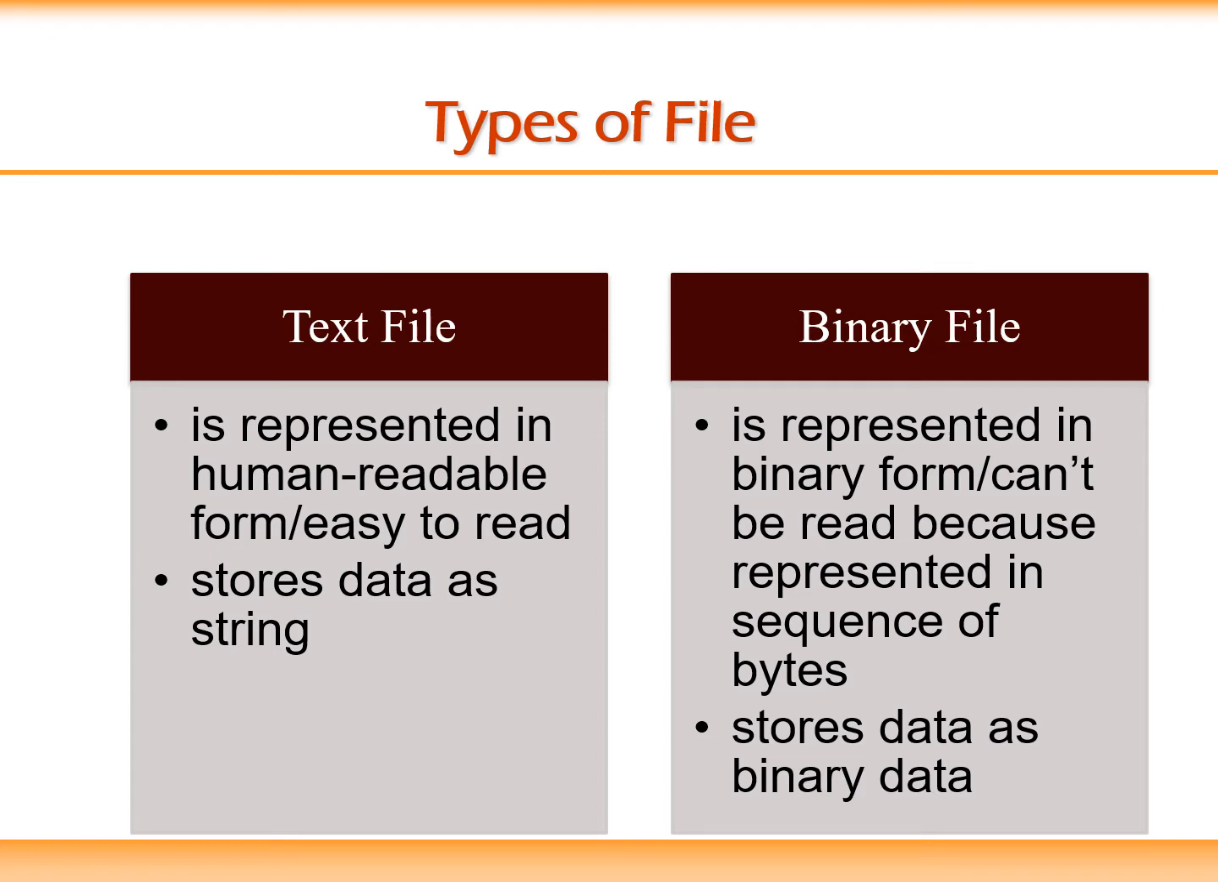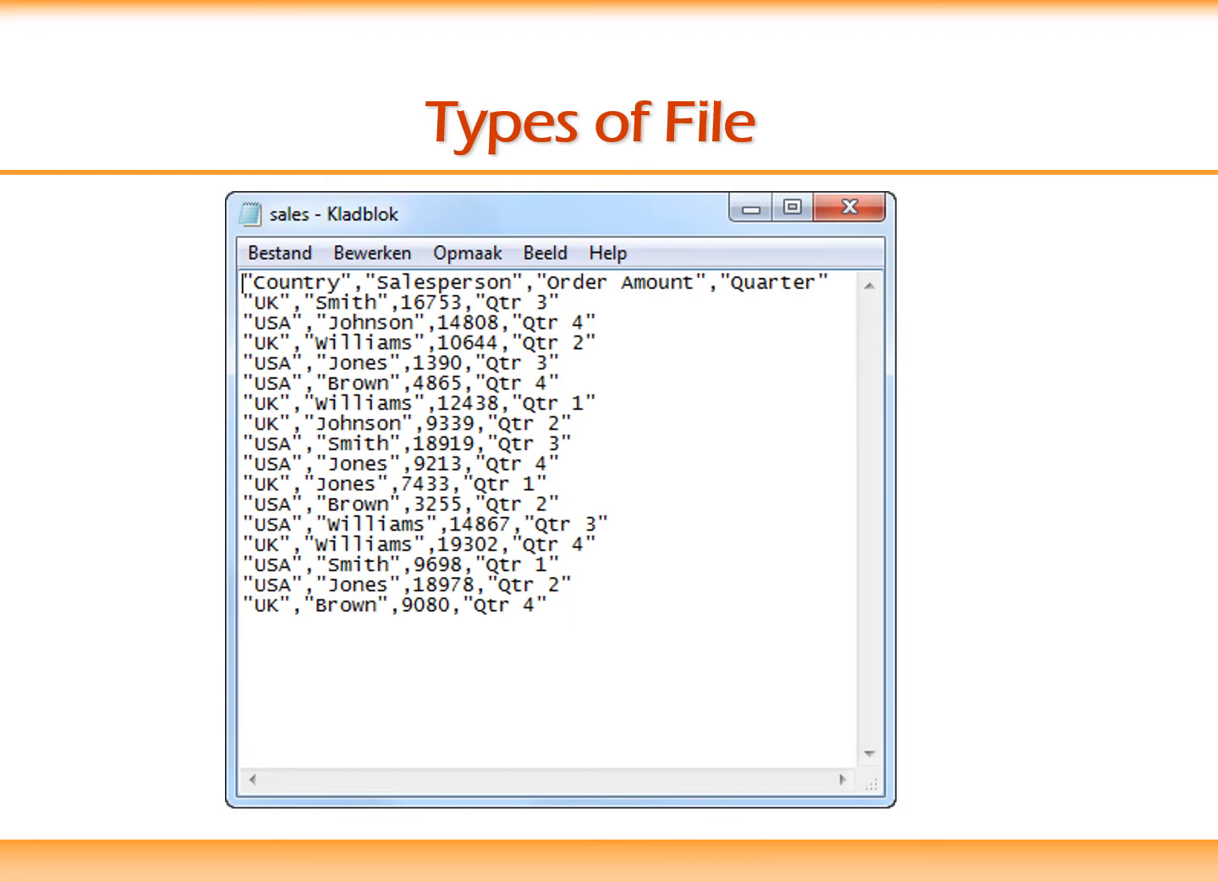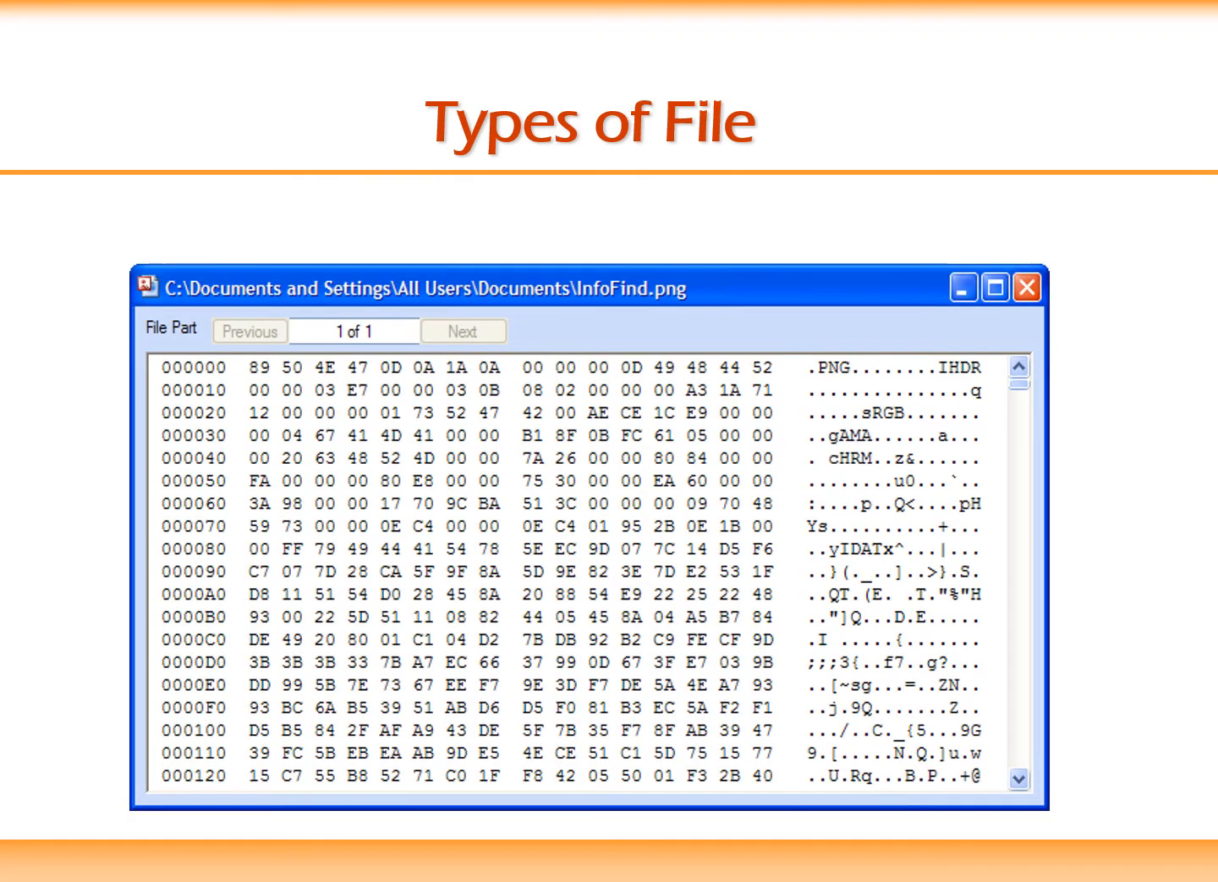Right, so basically there are two types of files. One is a text file, where it can be read by you. So you can see the numbers or the text inside it, and the data is stored in a string form. Another form of file is called a binary form. It is represented in a binary form, so when you open it you can't read it. It's in a sequence of bytes. Why does this happen? Because the data is stored as binary data, not in a string form. So this is a text file where you can read it, and this is a binary form, stored in byte form.